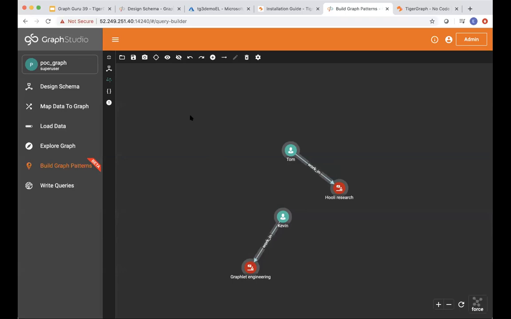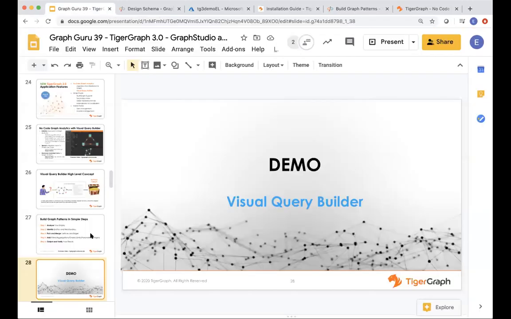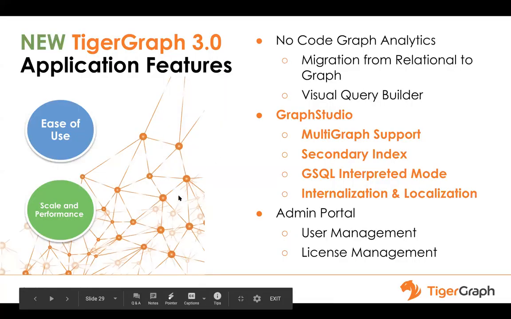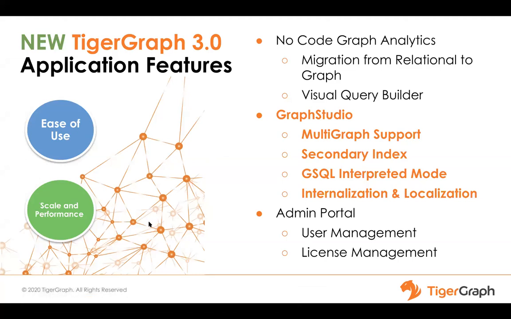Okay, this concludes my demo for Visual Query Builder. And let's go back to the slides. I'm going to talk about the other improvements in GraphStudio, including the multi-graph support, secondary index, GSQL interpret mode, internationalization and localization.